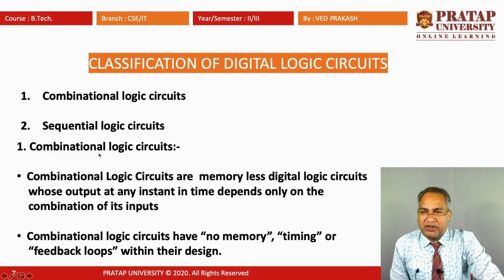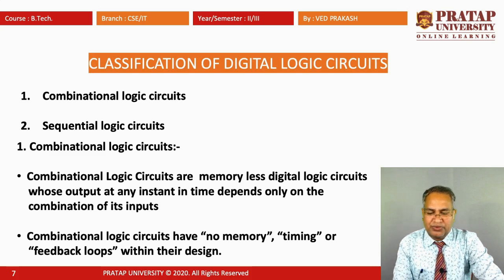So what is a combinational logic circuit? Combinational logic circuits are memoryless digital logic circuits whose output at any instant in time depends only on the combination of its inputs. It means the output directly depends on the input. Combinational logic circuits have no memory, timing or feedback loop in their design. So basically, combinational logic circuits are memoryless and there are no feedback loops.